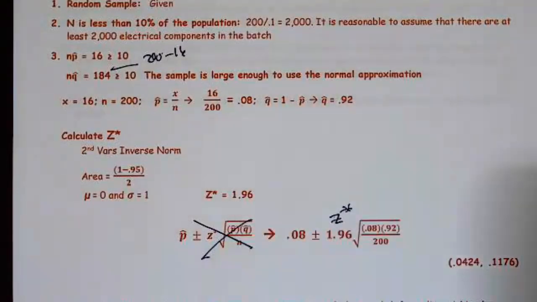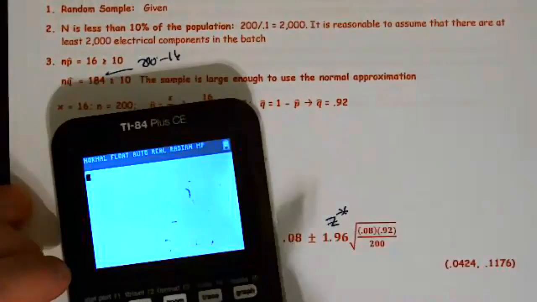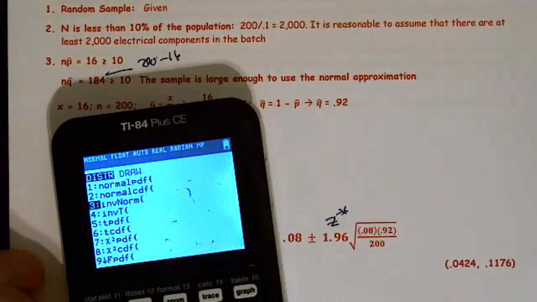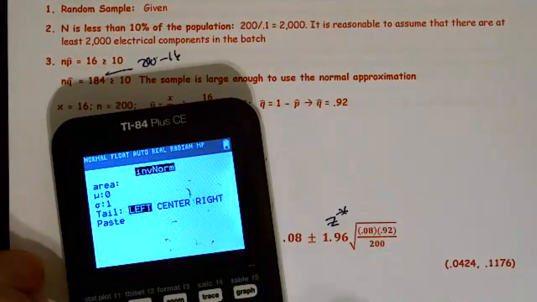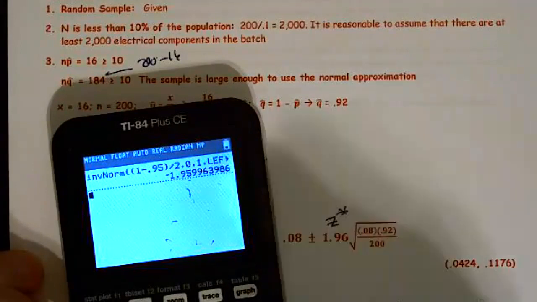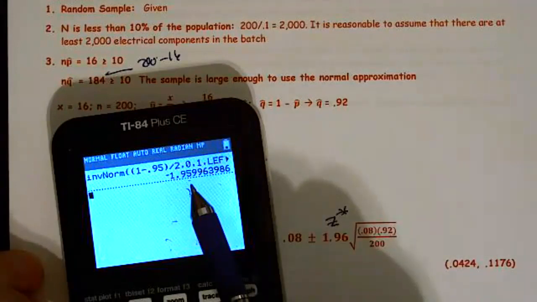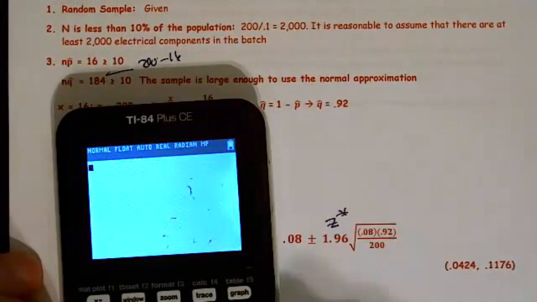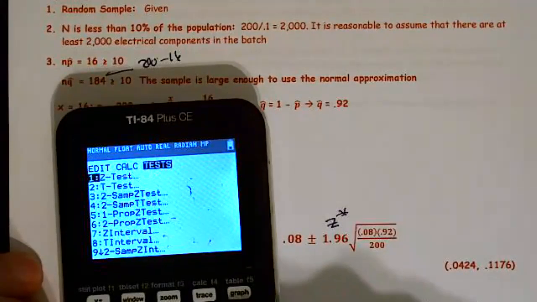Well, all proportion tests are z statistics. So second vars, inverse norm, parenthesis 1 minus 0.95, close parenthesis, divided by 2. And we end up getting 1.96. And I'm going to go ahead and start plugging in my values. We're going to go ahead and run this test.